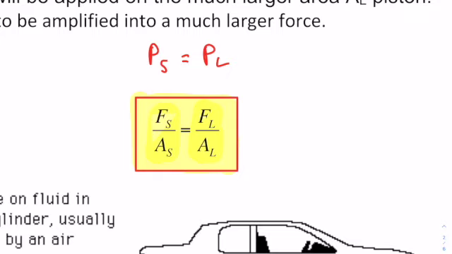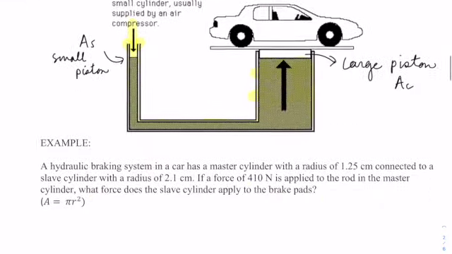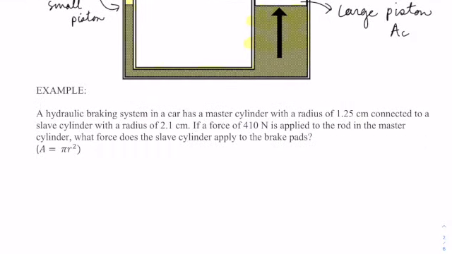And our first example will show you just that. A hydraulic braking system in your car has a master cylinder with radius of 1.25 centimeters connected to a slave cylinder with a radius of 2.1 centimeters. If a force of 410 newtons is applied to the rod in the master cylinder, what force does a slave cylinder apply to the brake pads?